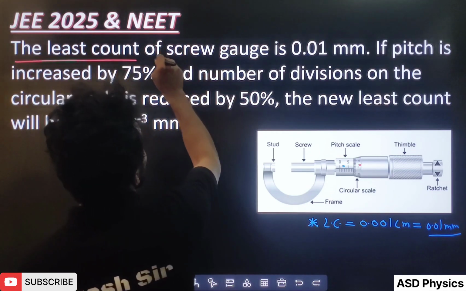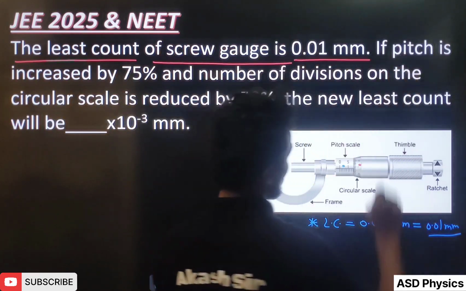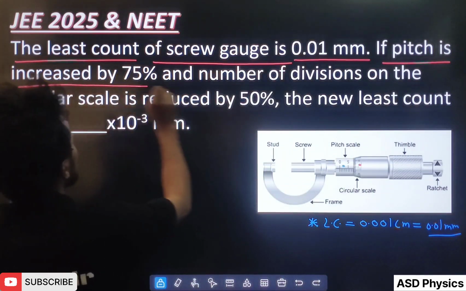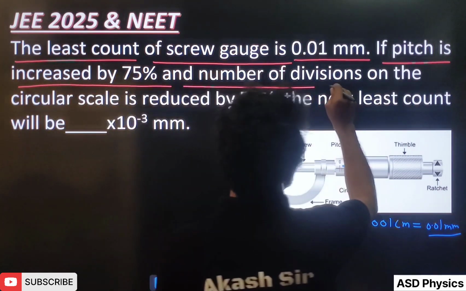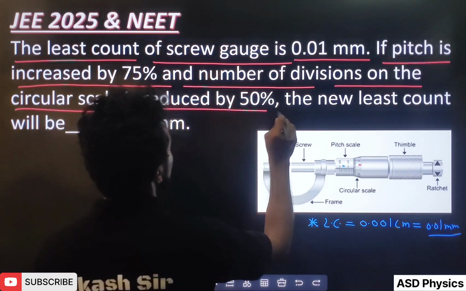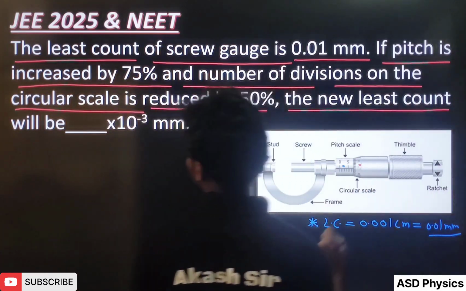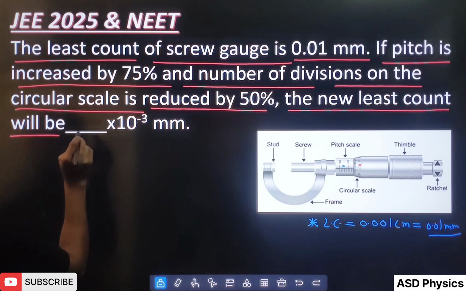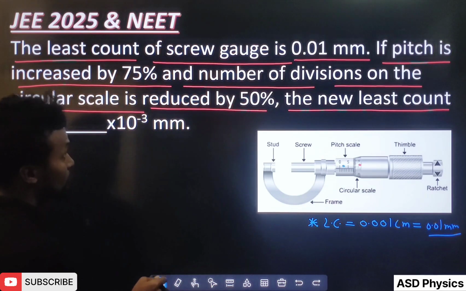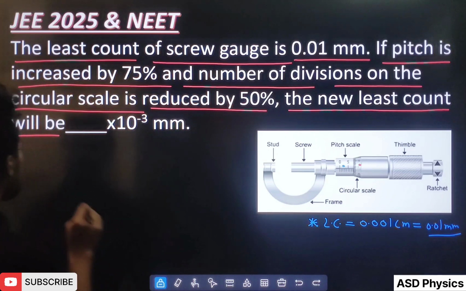The least count of a screw gauge is 0.01 millimeter. If the pitch is increased by 75% and the number of divisions on the circular scale is reduced by 50%, the new least count will be how much, in units of 10 to the minus 3 mm? To solve this question, first we should understand the least count formula.